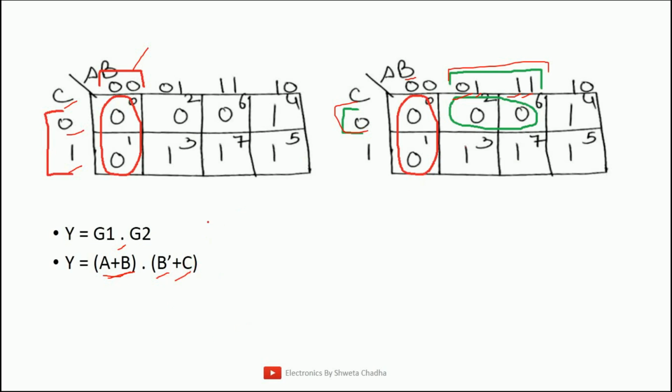So, this is how you are going to write down the answer in POS. Such questions can also be given to you that convert SOP to POS or POS to SOP. So, the solution is just grouping of 1 will give you the answer in SOP. Grouping of 0 will give you the answer in POS.